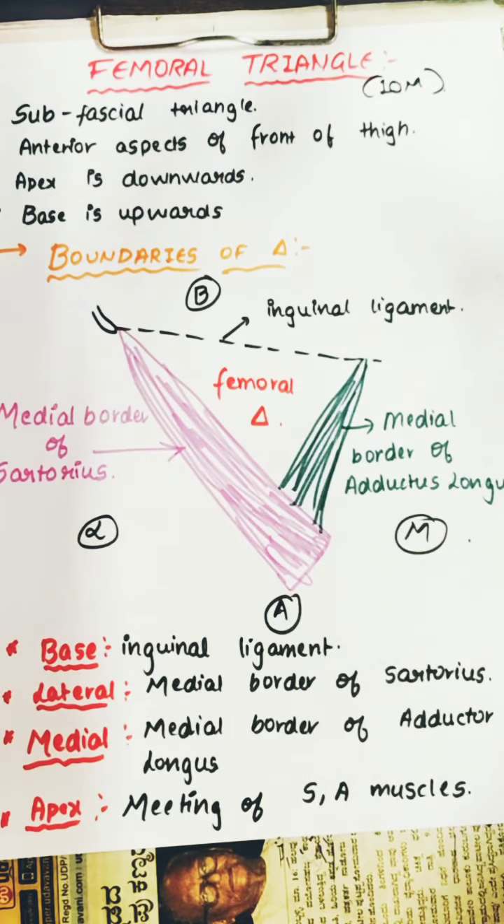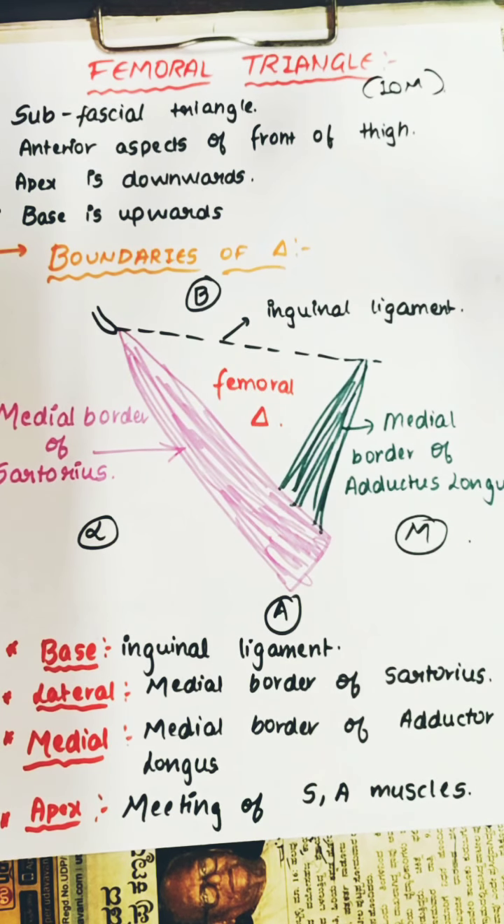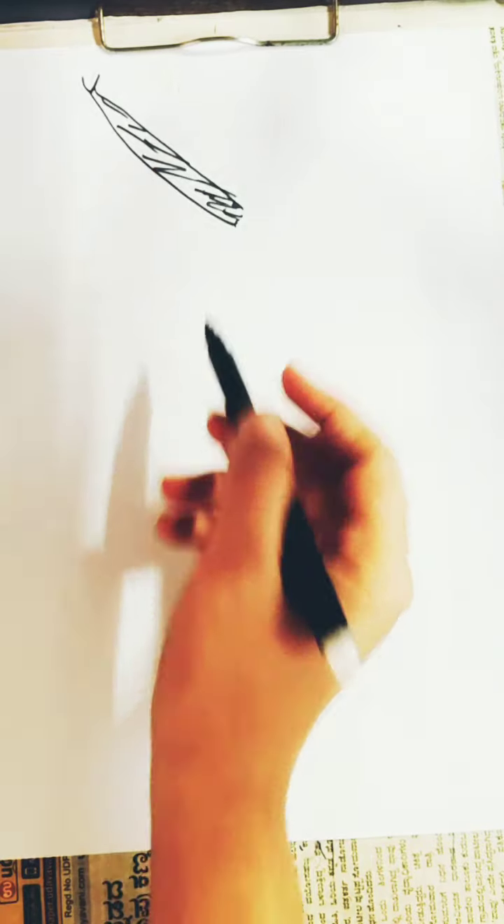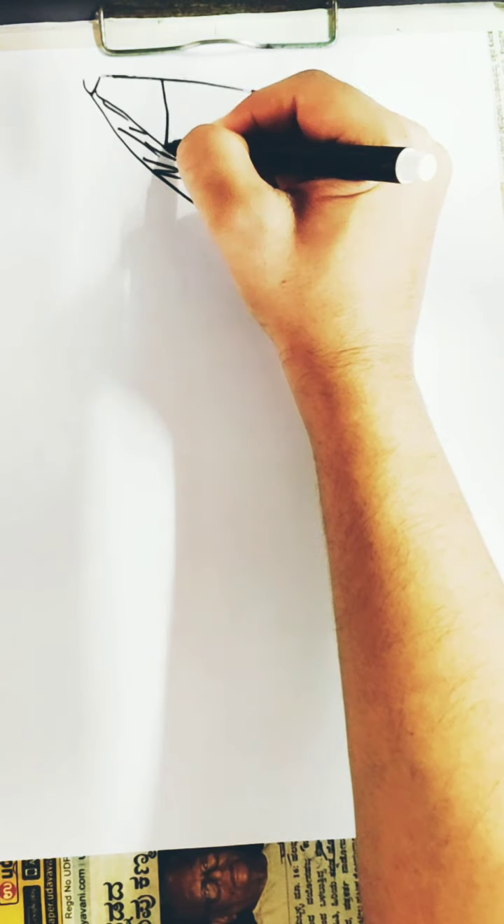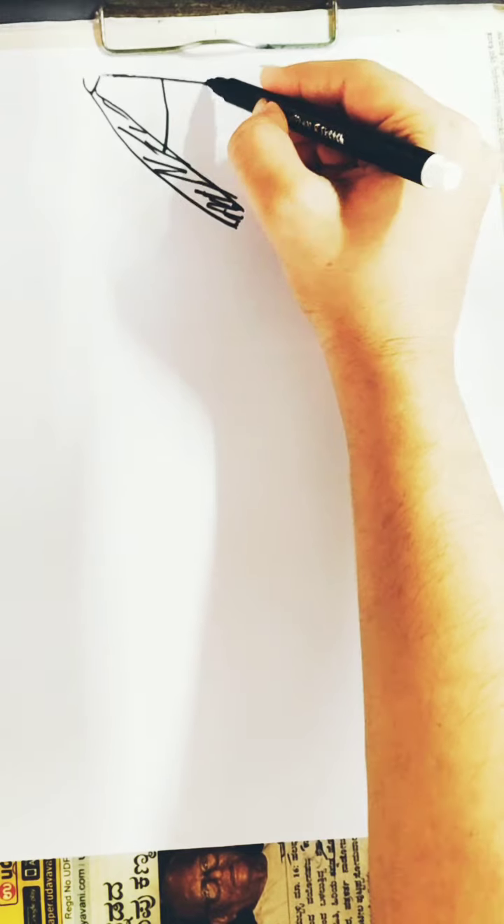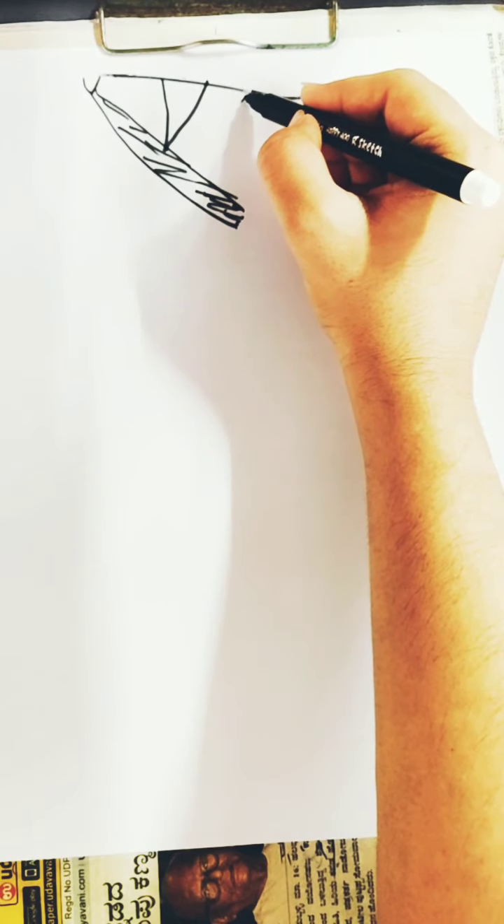Next, we'll see about the floor of the femoral triangle with the help of a diagram. So next is the floor. This is the inguinal ligament. It is a gutter shaped muscular structure. There are four main muscles, as you can see in the diagram. Wait, I'll draw a rough diagram so that you'll understand in a better way.